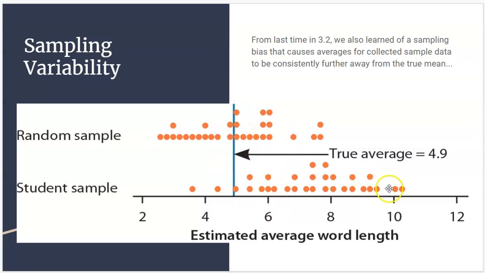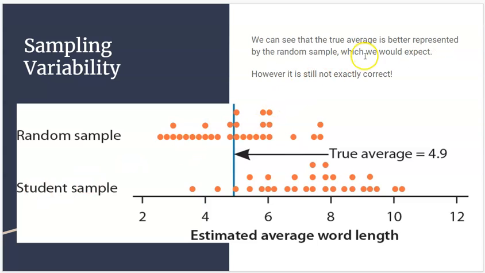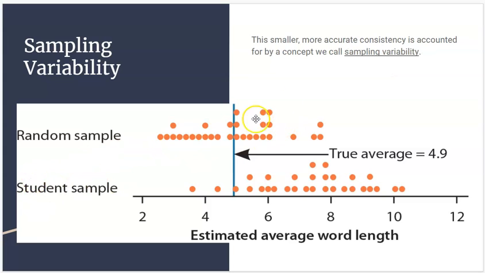So you can see the bias is very, very far away from the average, which is marked by this blue line. A random sample is pretty close comparatively, and the true average is represented better, which you would expect. However, it's still not exactly correct. It seems like there are more points on the right side of the mean than on the left side. Well, does that mean our random sample is biased? Actually, this is a smaller, more accurate inconsistency, I would say. It is still not exact. We can never really be exact with a random sample.